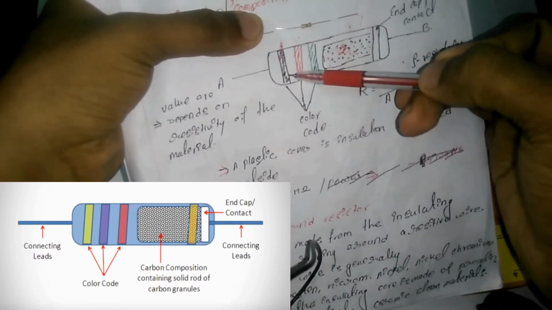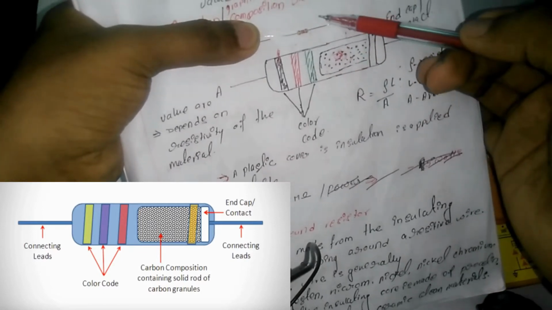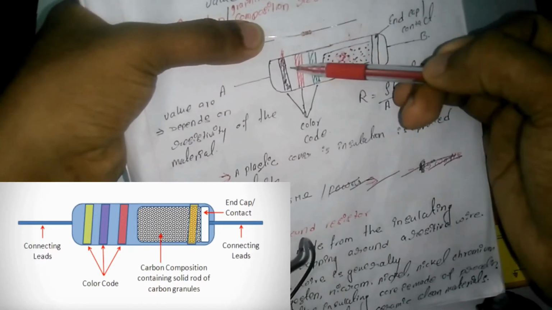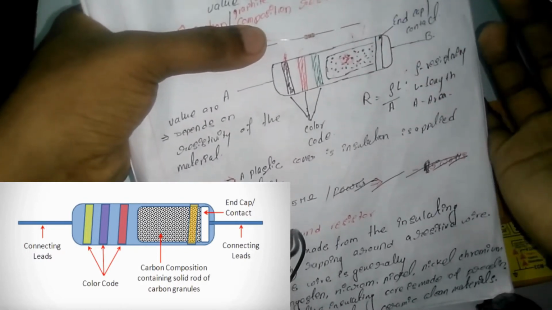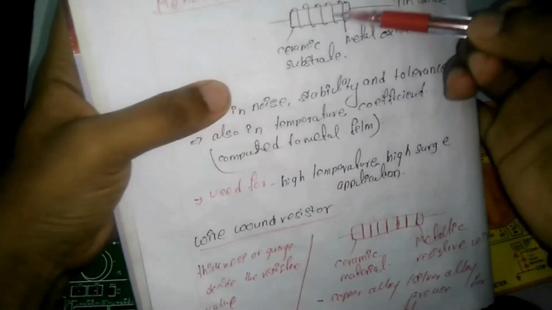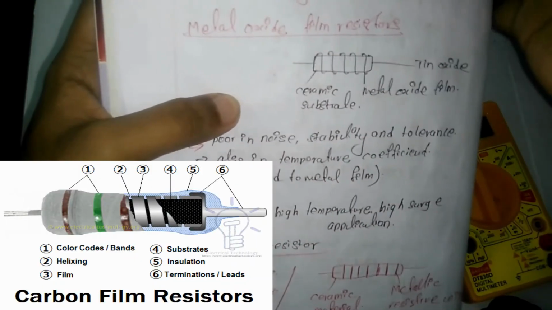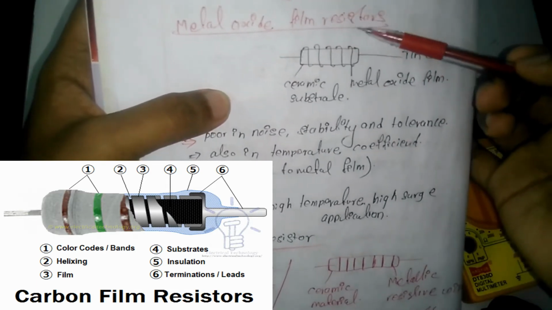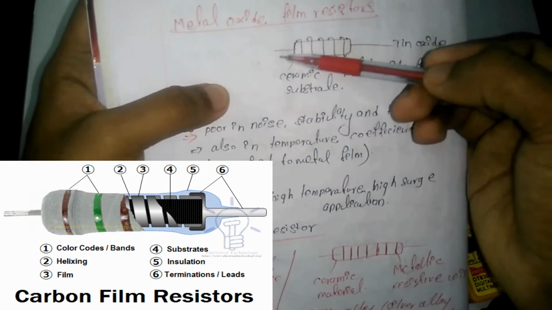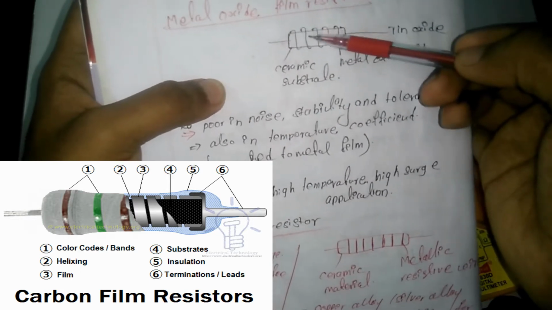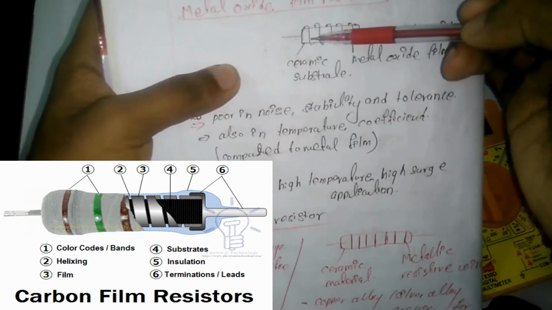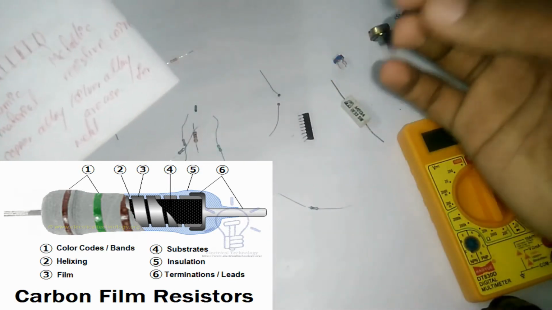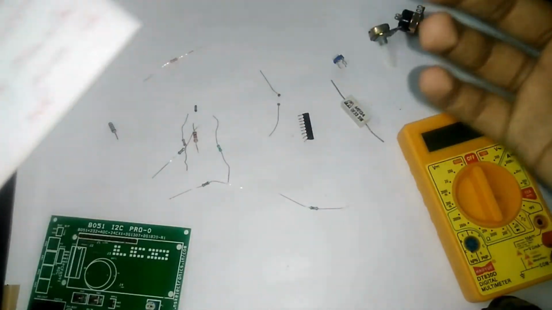Okay, now inside here the composition consists of carbon composition, and the amount of carbon depends upon the color coding. If there is more carbon, the resistance value will be more, and it even depends upon what kind of material they are using. These metal film and metal oxide film resistors have the same ceramic substance, and the metal oxide is in a helix structure. When this kind of metal is used in the resistor, our resistor will be quite small also.